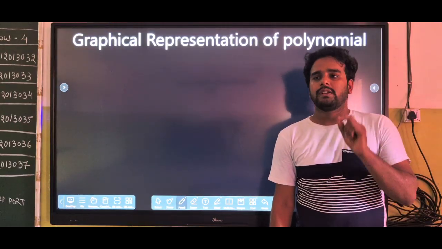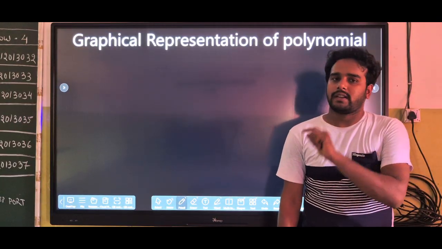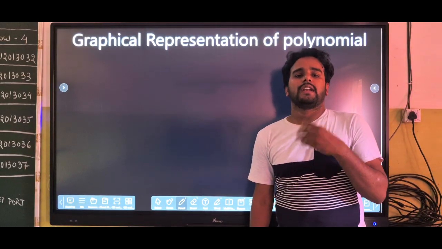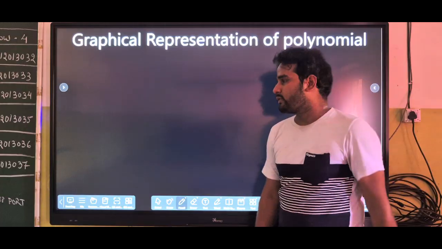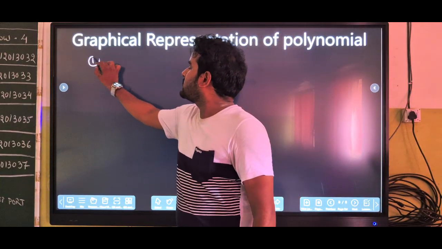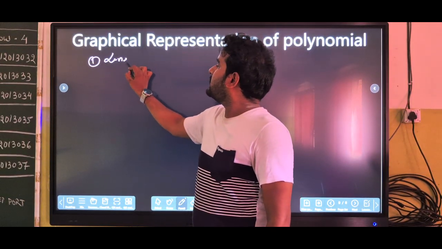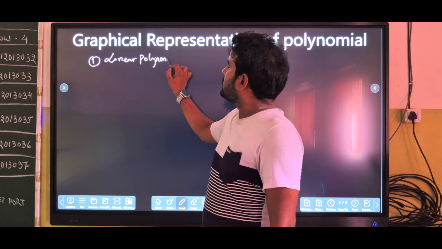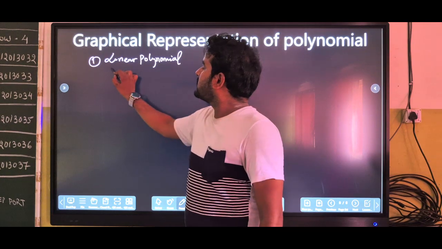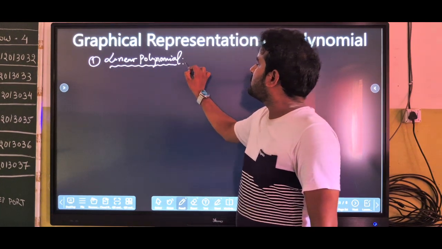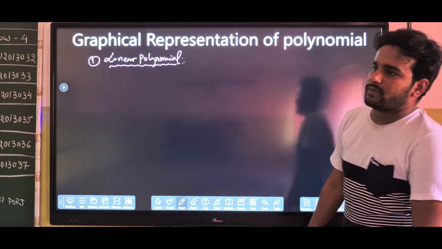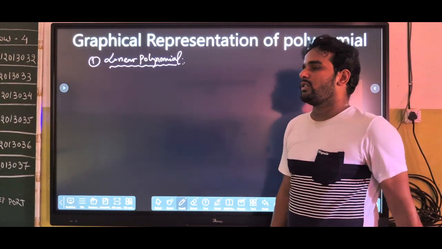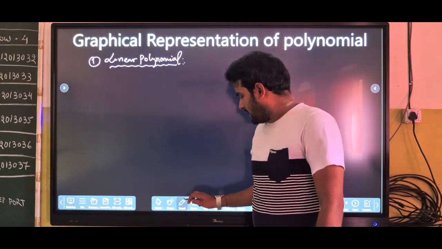But in class 10, we will represent only linear and quadratic. Okay, that quadratic part is also one lab activity. We'll do it in the lab activity of mathematics again. Let us go for linear first. Linear polynomial. So this work you have to do on graph paper. Directly if you draw it on white paper, it will not look good. So linear polynomial we will draw.